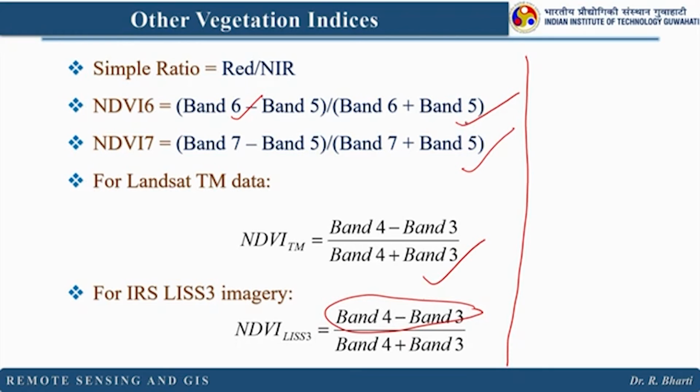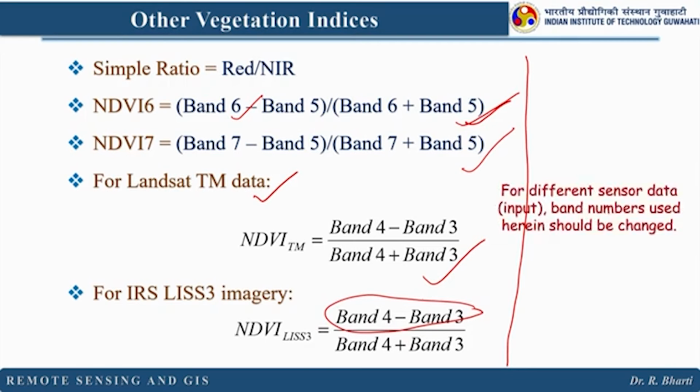But here it is already written, so can we use it randomly? Suppose you take Landsat and ASTER data or SPOT data. Can we compare band 1 and band 2 of all these sensors? Are they equal? No, they are not. So, you have to take care of the band designation. For different sensor data, the band numbers used here should be changed. If you are using X sensor data, then this band 5, band 6 should be changed accordingly.